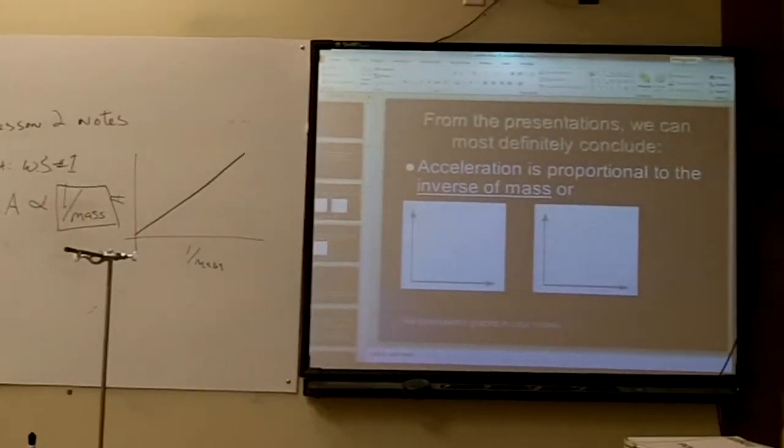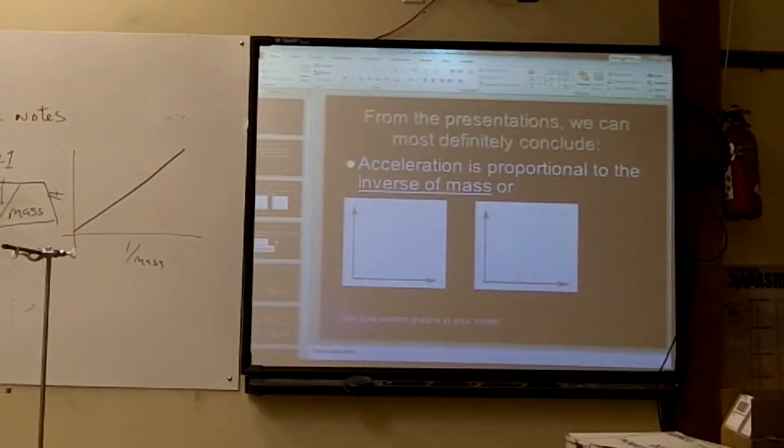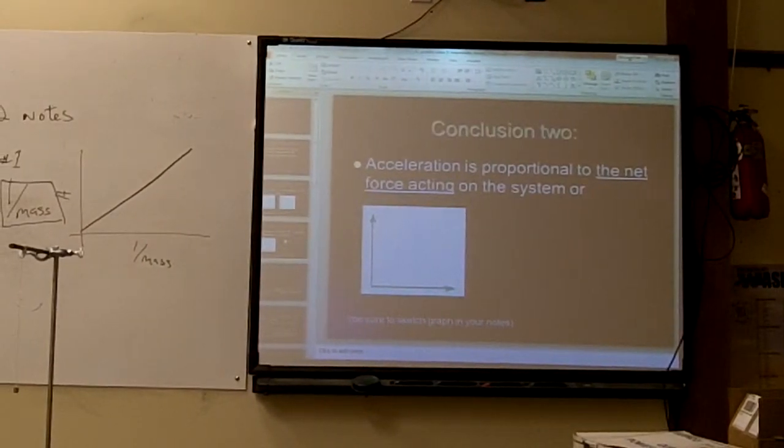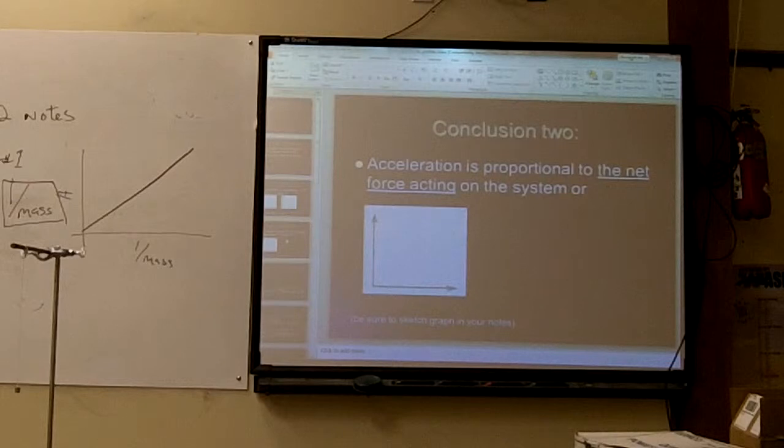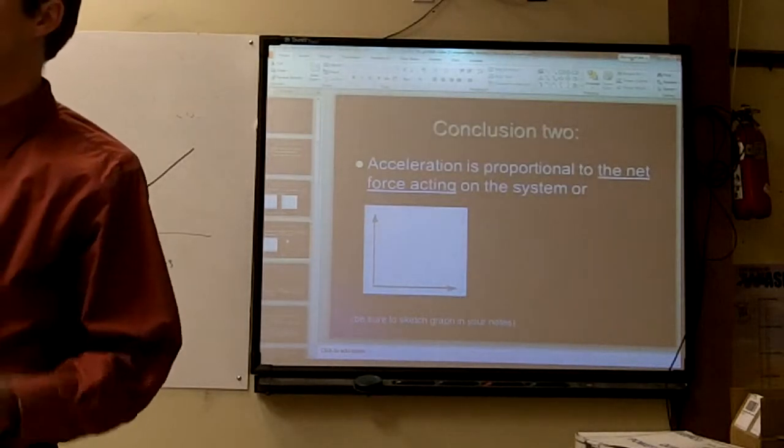All right, so make sure you got those graphs sketched in there. Conclusion 2. Acceleration is proportional to the net force. So my net force people, that was the sand people. As you increased the mass hanging on the sand, what happened to the acceleration?